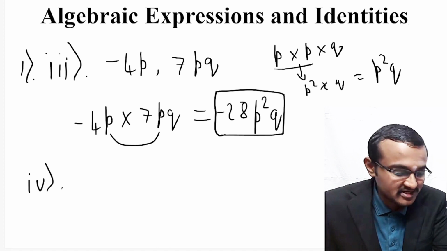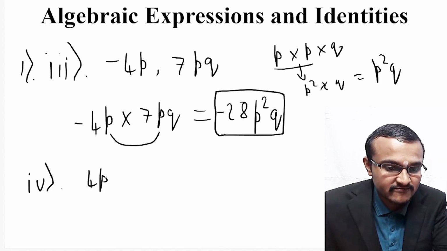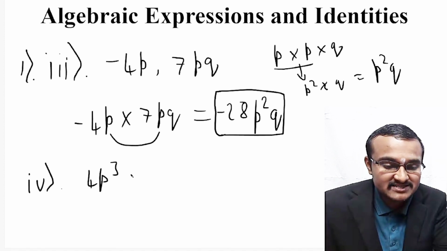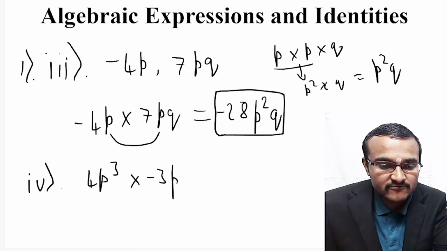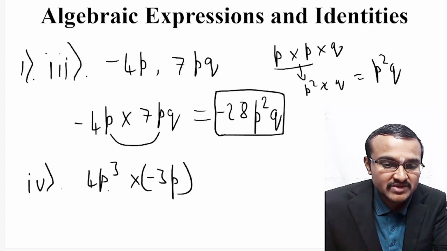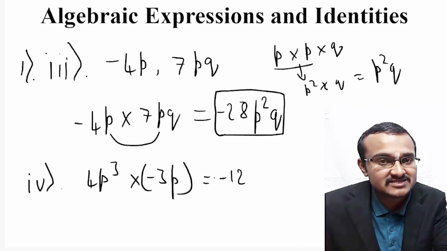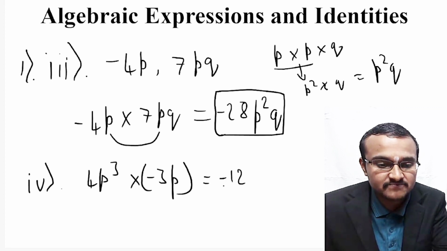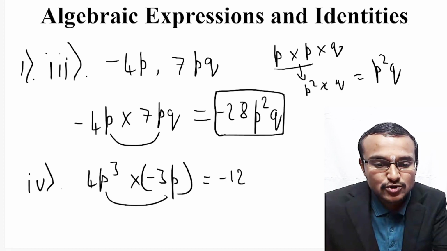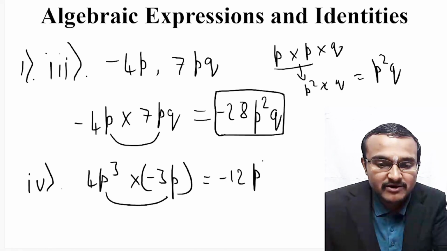Coming to the fourth question in this first question, they have given 4p cube and minus 3p. So when you perform 4p cube into minus 3p, it will be 4 into minus 3. 4 into minus 3 is minus 12, because 4 3s are 12, plus into minus will be minus. So minus 12, p cube into p will be p power 4.